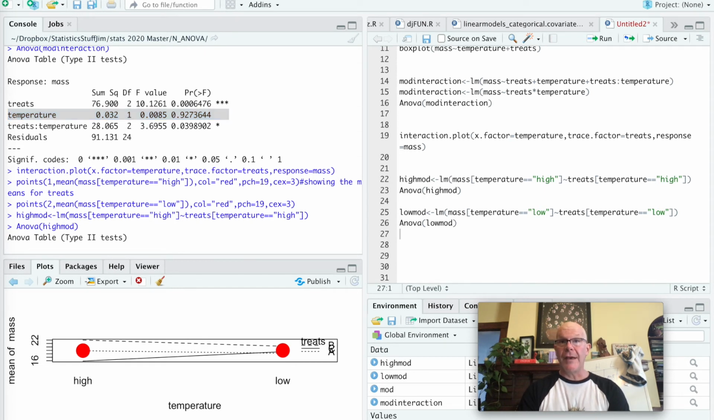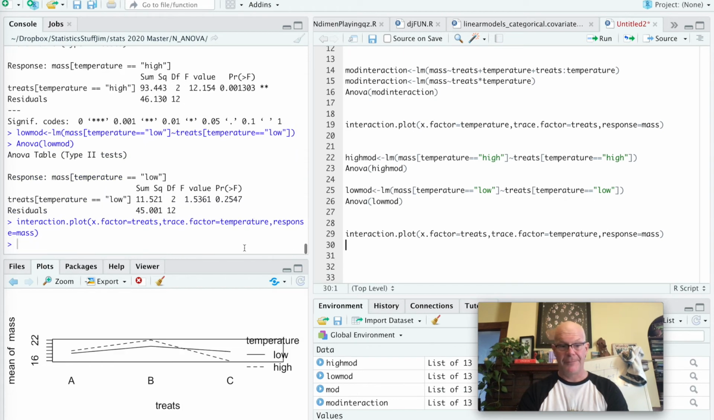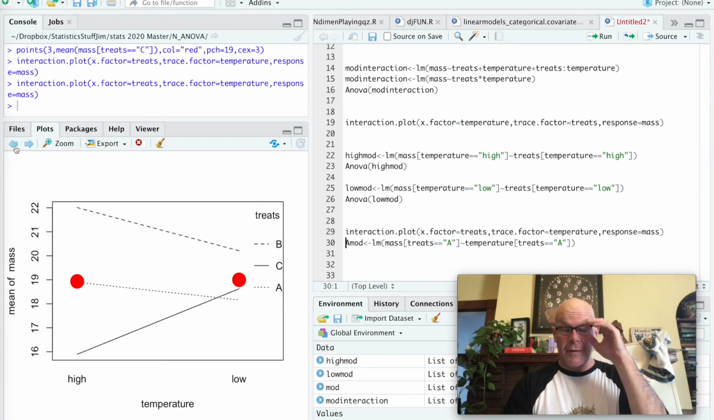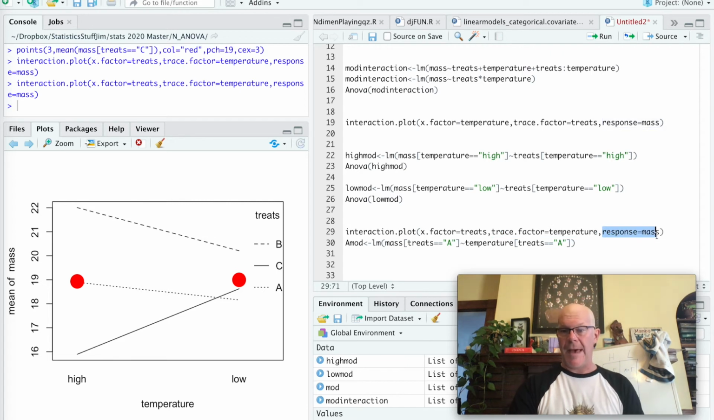So let's do the same thing, but instead of looking at this interaction plot, let's switch them around so that on the x-axis, we'll put treats, and for the trace factor, we'll put temperature. We'll keep the response the same. All right, let's try this again. The interaction plot, where we're going to say that the x factor is going to be treatments again, the trace factor is going to be temperature, and the response is going to be mass.